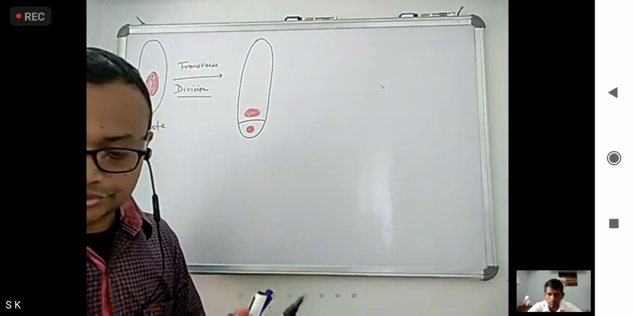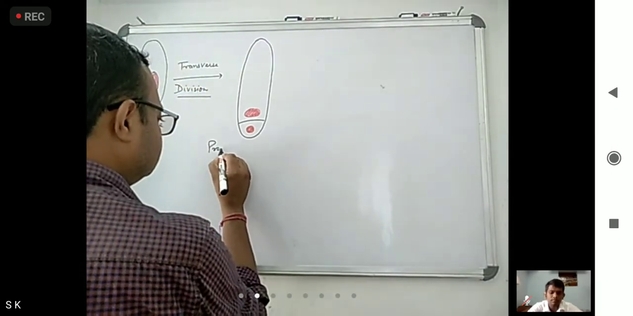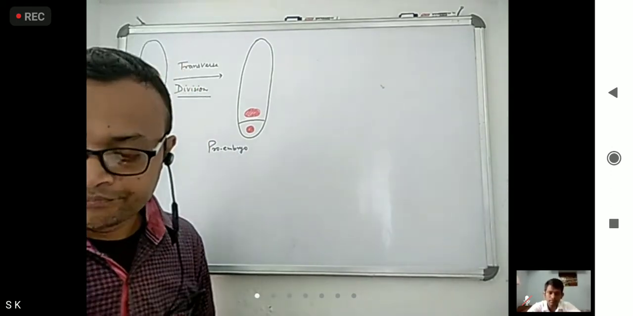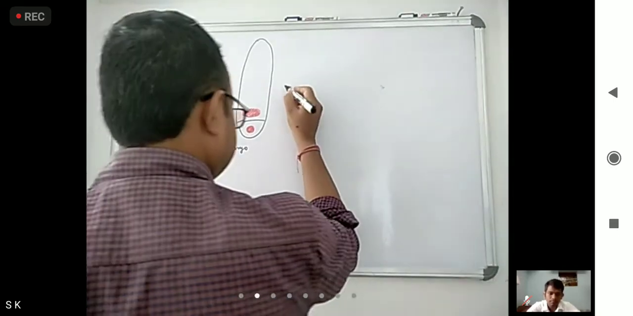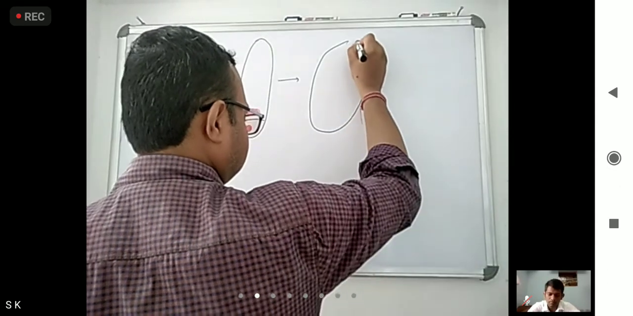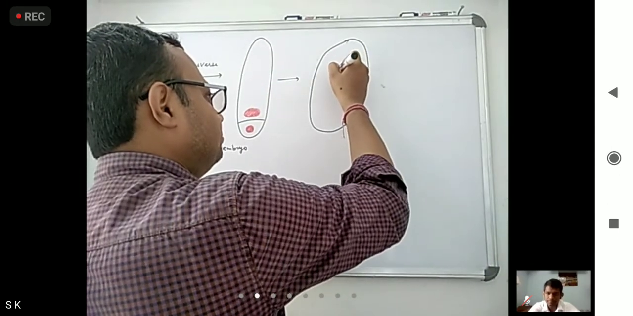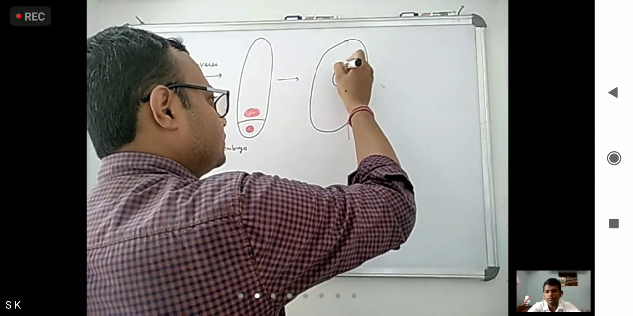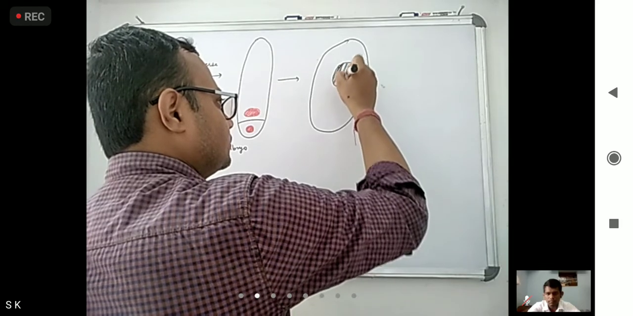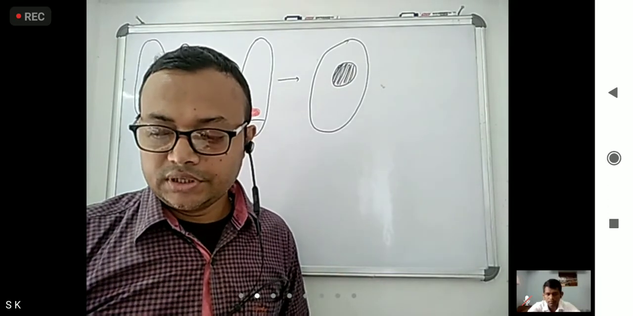So this is known as what? Proembryo. This is known as proembryo. Okay. Now this further develops. Here this upper cell is the zygotic cell. What I told? Zygotic cell.